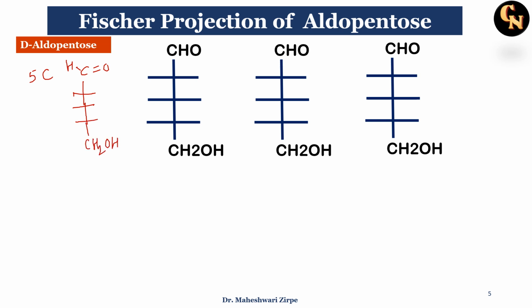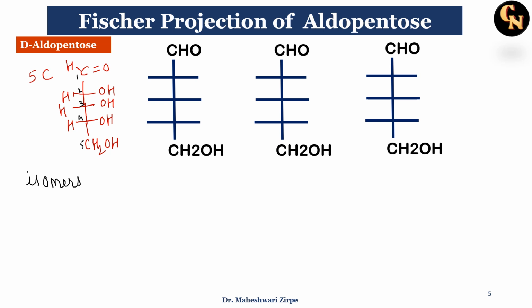And the remaining here may be OH, OH, OH, H, H, and H. So this is the structure of aldopentose containing a 5 carbon chain: 1, 2, 3, 4, and 5. So this structure which we have drawn here can have various isomers. What do you mean by isomers? Isomers have the same molecular formula but the structure is different.